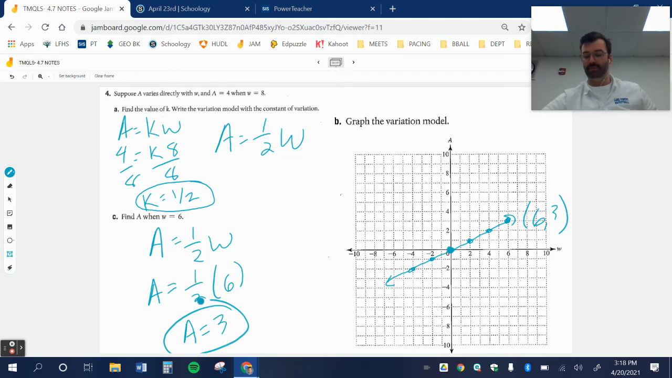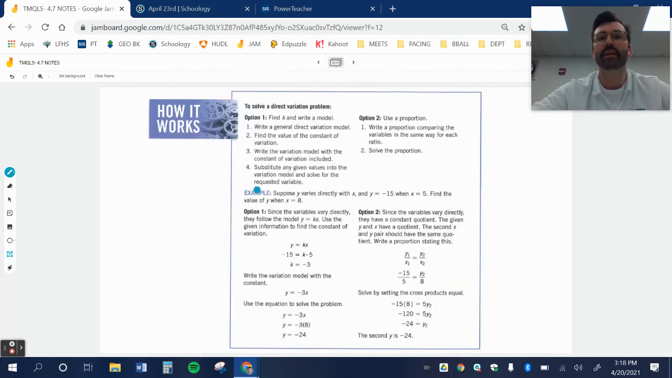I prefer to just plug it in like that, okay? But you can do it either way. All right, there's a lot of different ways. What else could I have done? Well, I could have found out the ratio of 8 over 6 and compared that to the ratio of 4 over whatever. Here's how it works. All right, it tells you a lot of it. Option 1, talking about not using proportions. Option 2 uses proportions. Option 1, find K and write a model. I think option 1 to me is going to make a little bit more sense to us. Okay, that'll make a little bit more sense to us.